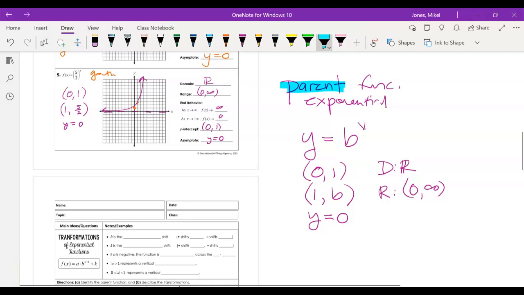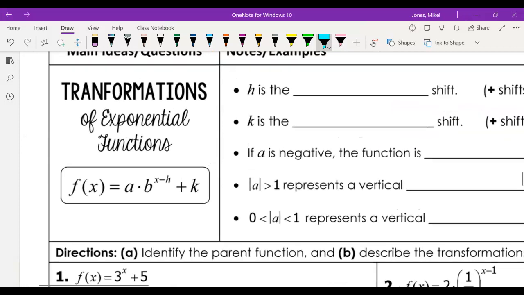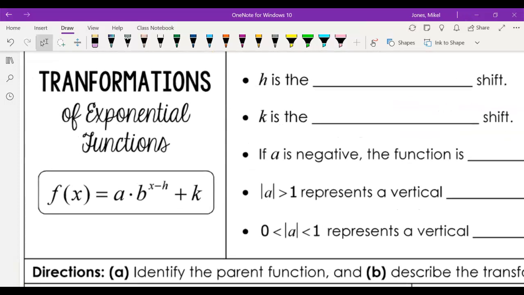Okay, so we can transform a function by putting a number in front of it and multiplying. We could add or subtract a number in the exponent, or we could add or subtract a number on the outside of the exponential term. Okay, so those transformations happen like this, right? I could multiply by a number in front, I could add or subtract a number in the exponent, or I could add or subtract a number on the outside of this term.